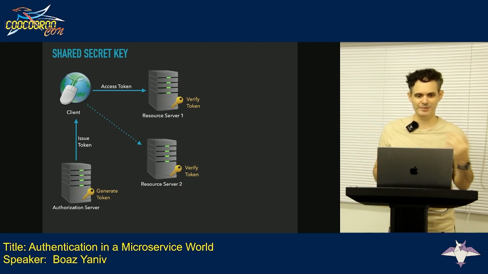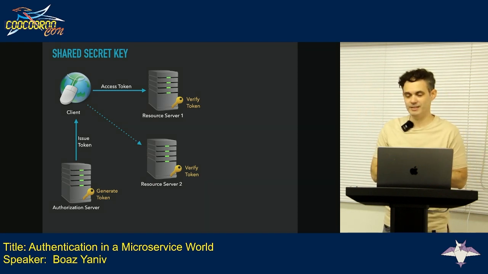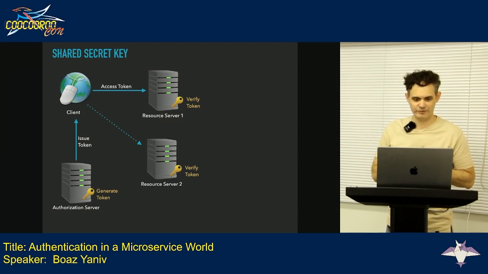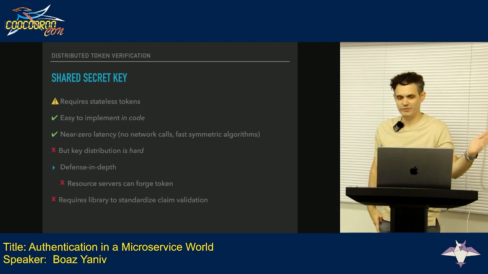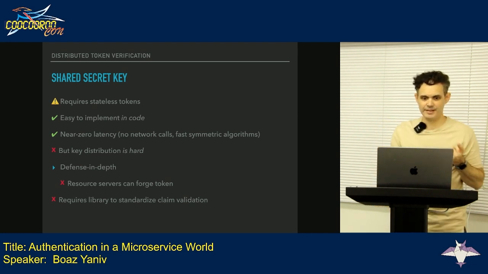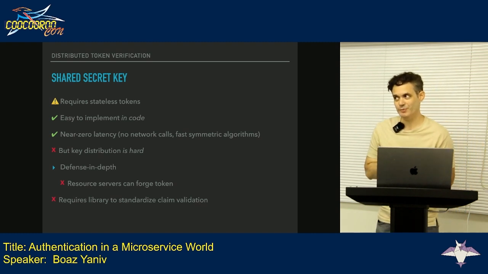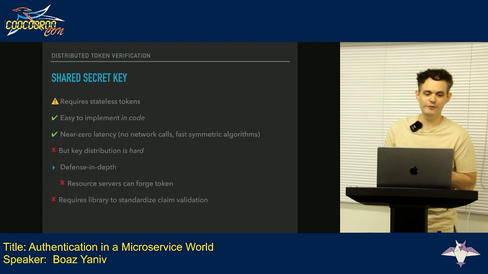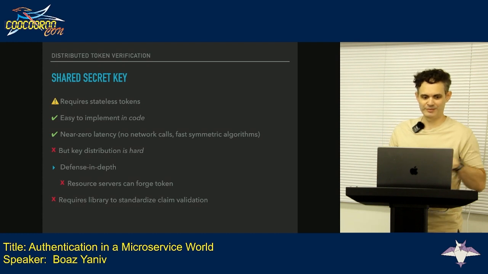Another option that you sometimes see is saying, okay, we are just going to distribute the secret key. We are going to use a symmetric token. We will just distribute the key to all the servers, and all the servers will be able to verify the token by themselves. This, of course, requires stateless tokens. It won't work with stateful tokens at all. And it is easy to implement in code. It has near zero latency, but you need to distribute secret keys, which is hard. You need to distribute them securely. Defense in depth is really bad because everybody can forge tokens now. All the servers can do anything.